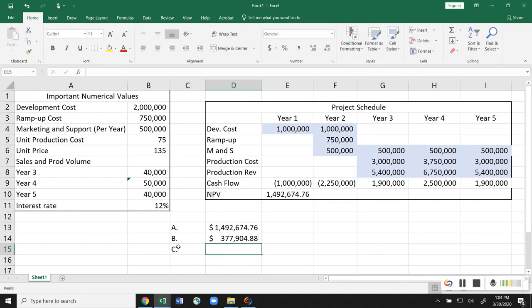Let's just say that, okay, all of a sudden there was a drastic change in the supply and demand curve, and you can't charge the 135 that you were thinking. You can only sell your units for 120 bucks. Is the project still worth it? I click on this and I make it 120 for the unit price. Everything should update, and as you can see, it went down to 99,000 bucks.